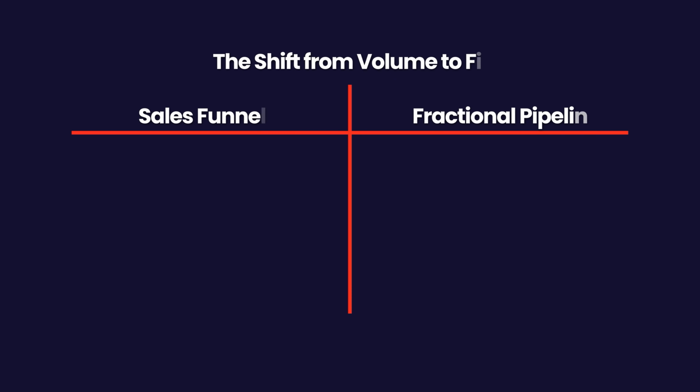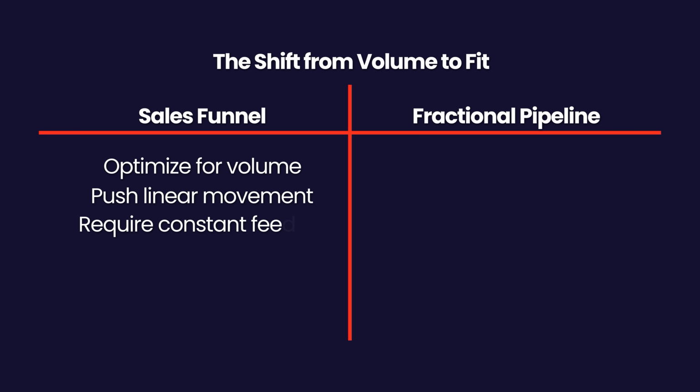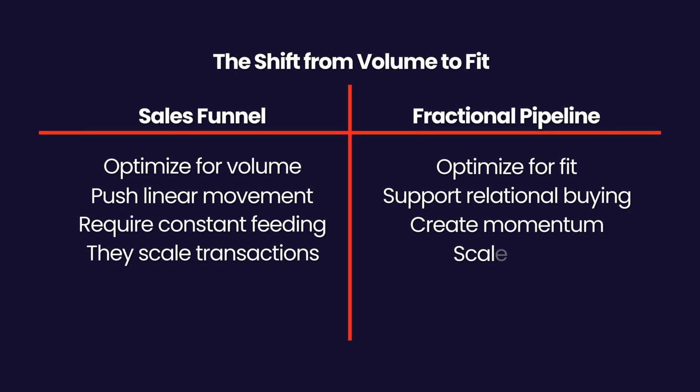So when we talk about the difference between a sales funnel and a fractional executive pipeline, the distinction is fundamental. Funnels optimize for volume. They push linear movement. They require constant feeding. They scale transactions. Fractional pipelines optimize for fit. They support relational buying. They create momentum. They scale trust. When you stop forcing funnel logic onto fractional work, pipeline stability becomes possible.